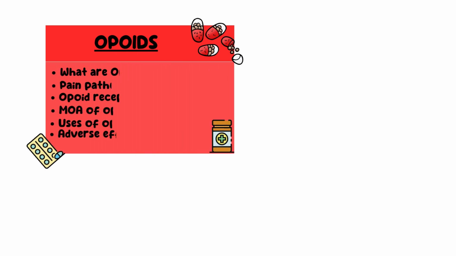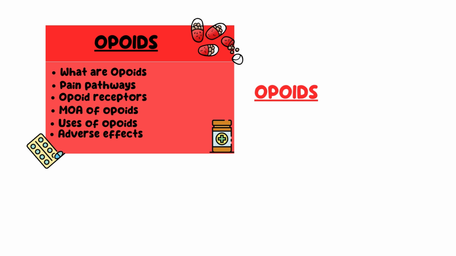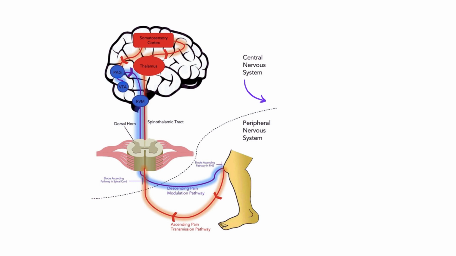Following are the landmarks of today's lecture. Opioids. It is a class of drug that relieve the pain. They are also called as analgesics. For its better understanding, first we will take a look at the ascending and descending pain pathways.